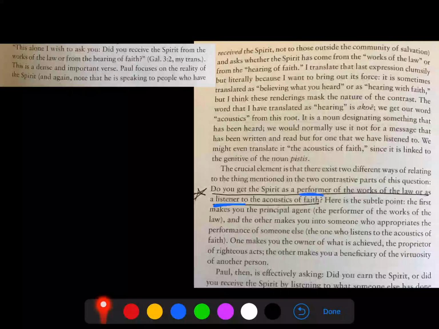And here he'll explain it better than I just did. "Here is the subtle point. The first makes you the principal agent, the performer of the works of the law, and the other makes you into someone who appropriates the performance of someone else, the one who listens to the acoustics of faith. One makes you the owner of what is achieved, the proprietor of righteous acts. The other makes you a beneficiary of the virtuosity of another person."